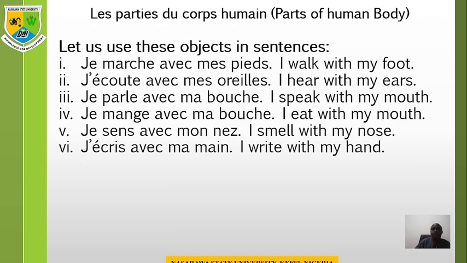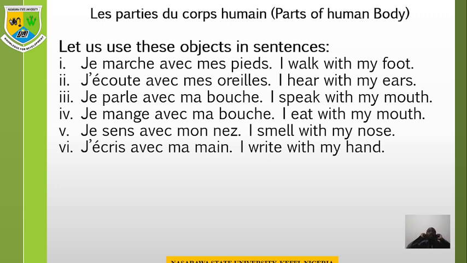Now we are still continuing with the parts of the human body, les parties du corps. We need to use these subjects in sentences so that you know how they appear in sentences. Je marche avec mes pieds. I walk with my feet.